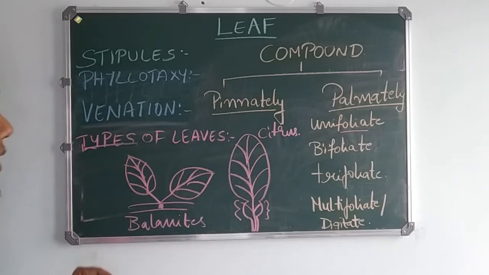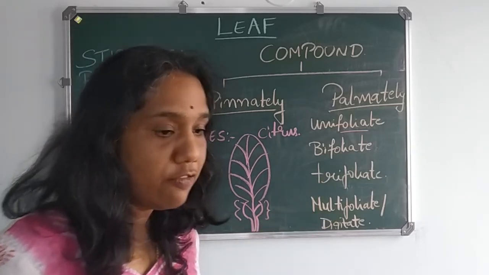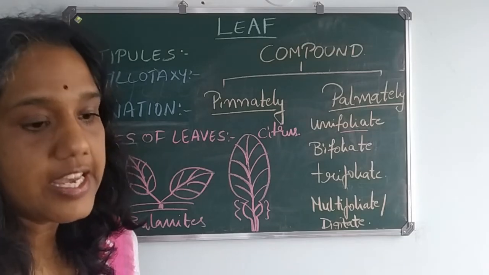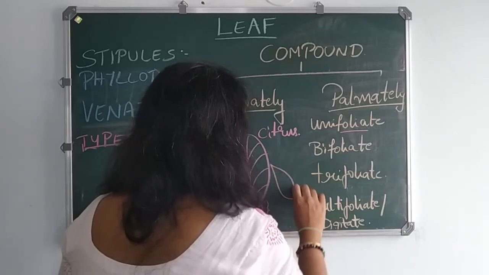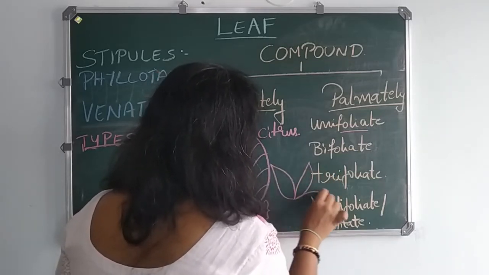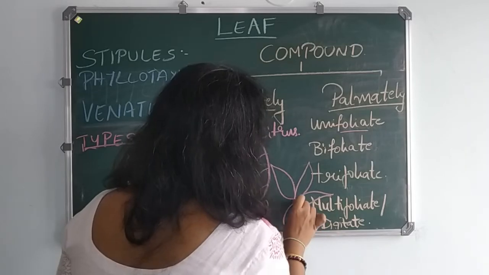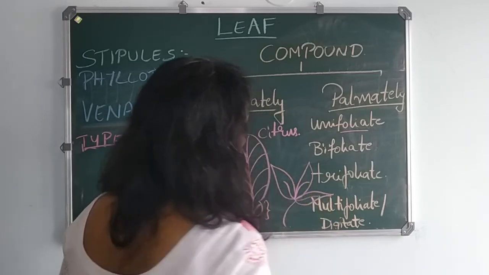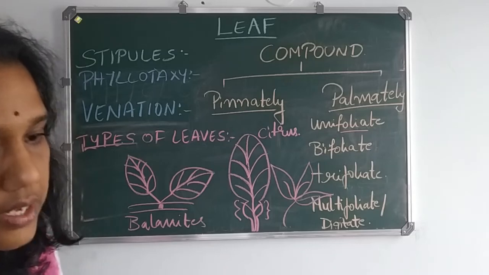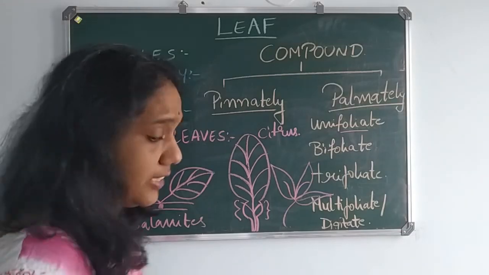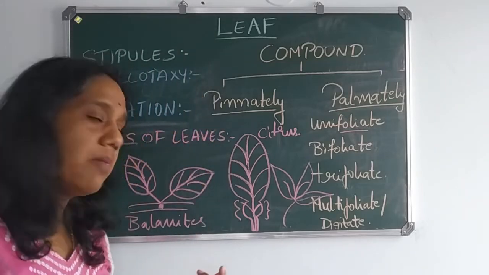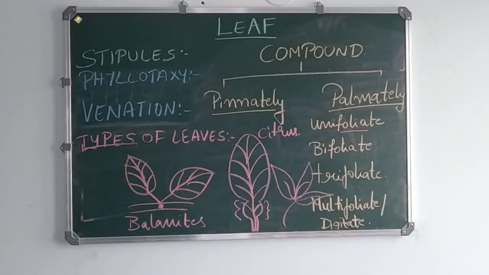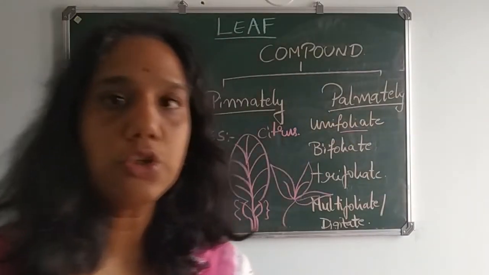Balanites. Then coming to the trifoliate, wherein we can see three leaflets arising from one petiole like this. Three leaflets arising from one petiole. Example for this is Aegle. Then we have got quadrifoliate or multifoliate. I have got one quadrifoliate thing here. It might be Marsilea, but I am not sure of it.